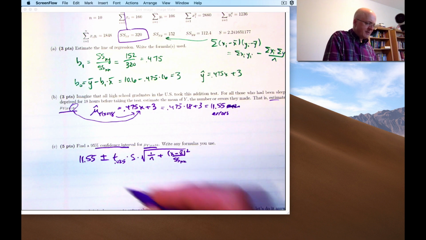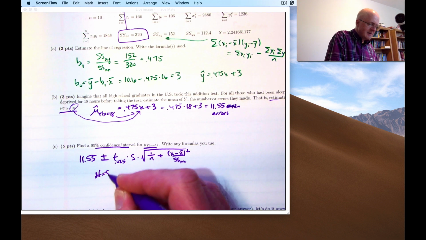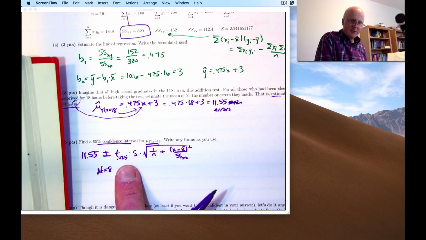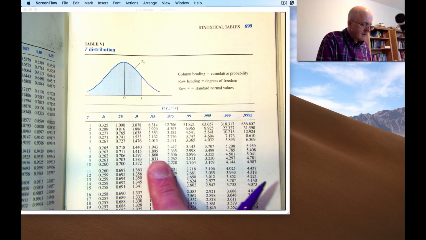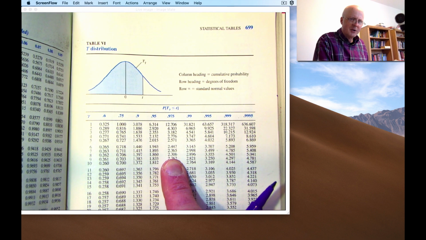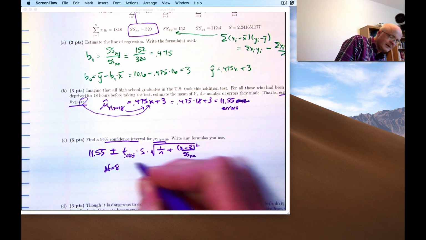N is 10, degrees of freedom is 8. So once again, we'll go back to the table. 8 degrees of freedom, 0.025 there, because we're after 95% confidence. Looks like it's 2.306. By the way, I'll show you can get that number with a calculator as well here in a second. 2.306 is what that is.